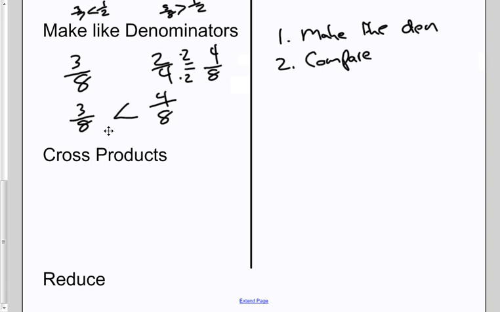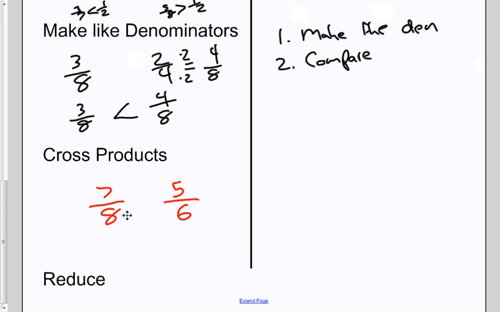All right, so cross products. Sometimes it's too close to compare to 0, half, or whole. Sometimes our denominators aren't very friendly. So let's learn how to do cross products. Let's take, for example, 7/8 and 5/6. So they're both pretty close to 1, and my denominators can't be made the same extremely easily. So here's a rule that you need to know.